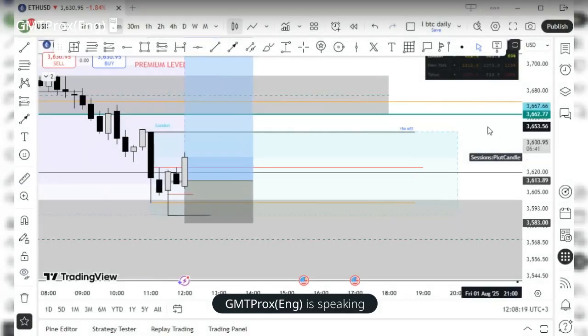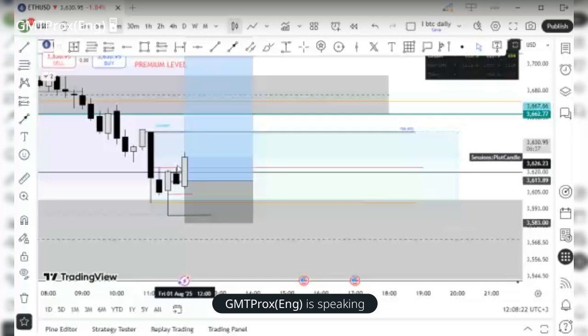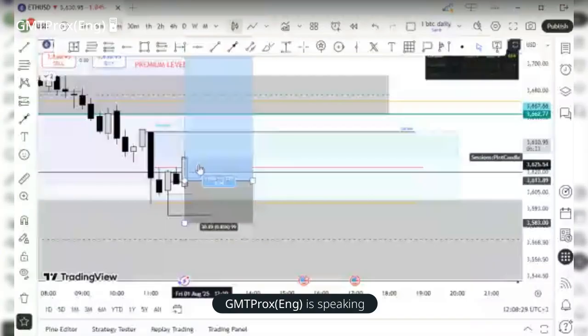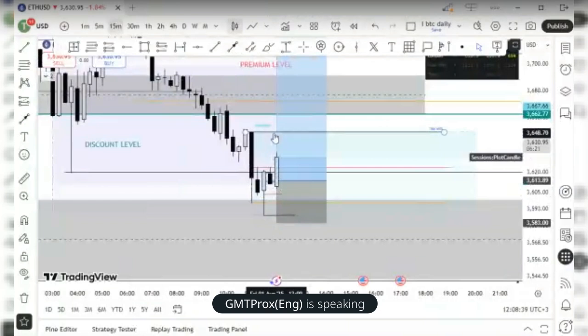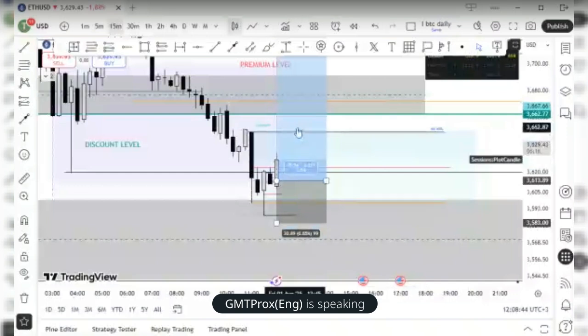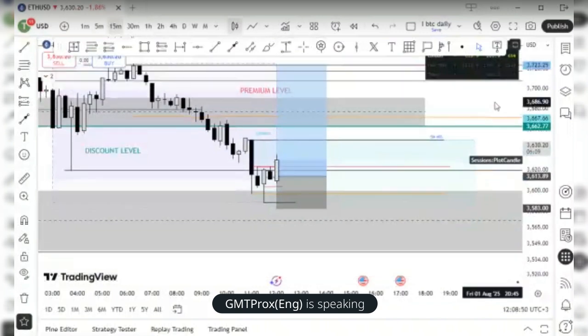So now we are going to have our first change of character, and then we will have a break of structure, then coming inside to our fair value gap, close to our equilibrium level, and then boom, we go. So someone can enter here, someone can wait for this 15 minutes market structure shift to be taken, then price will reverse, retrace back, then we are good to go. Easy money here, guys. Easy money.